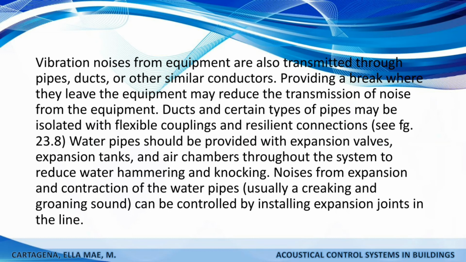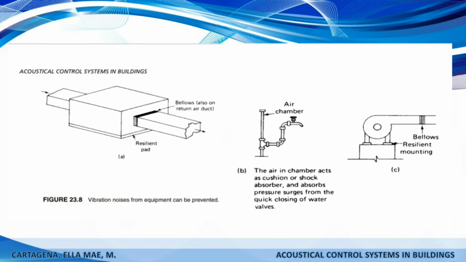Vibration noises from equipment are also transmitted through pipes, ducts, or other similar conductors. Providing a break where they leave the equipment may reduce the transmission of noise from the equipment. Ducts and certain types of pipes may be isolated with flexible couplings and resilient connections, which we will see later in figure 23.8. Water pipes should be provided with expansion valves, expansion tanks, and air chambers throughout the system to reduce water hammering and knocking. Noises from expansion and contraction of water pipes, usually a creaking and groaning sound, can be controlled by installing expansion joints in the line.